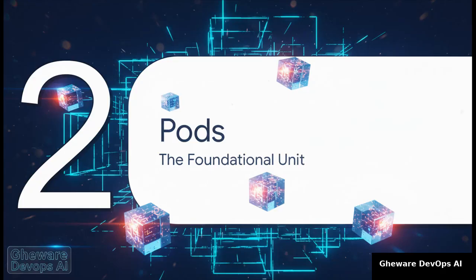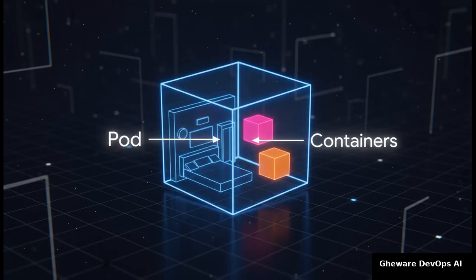Okay, with that API foundation in place, we can finally talk about the smallest, most fundamental building block in the entire Kubernetes universe, the pod. Now, pods can feel a little abstract, so I'm going to give you the best analogy you'll ever hear. Just think of a pod as an apartment, and any containers you put inside that pod, well, they're the roommates. This isn't just a cute little story. It perfectly explains how they actually function.